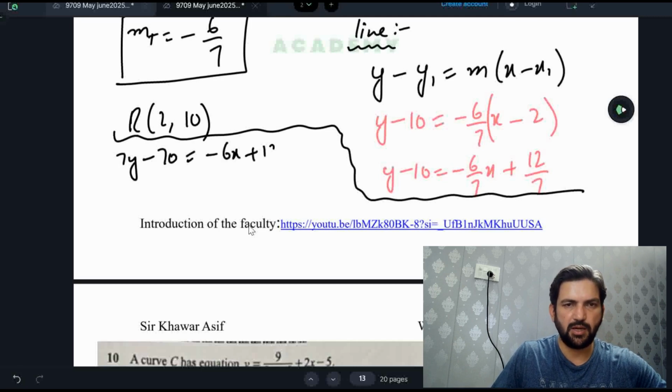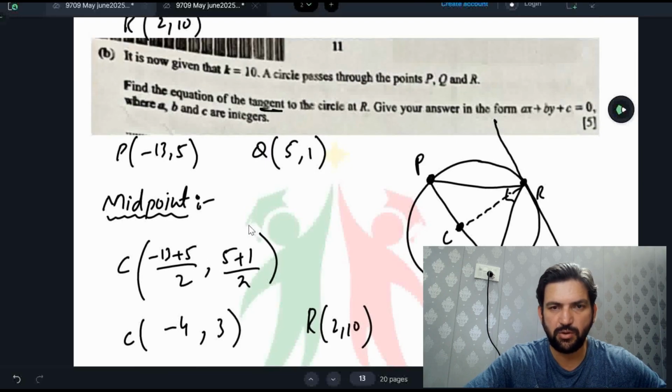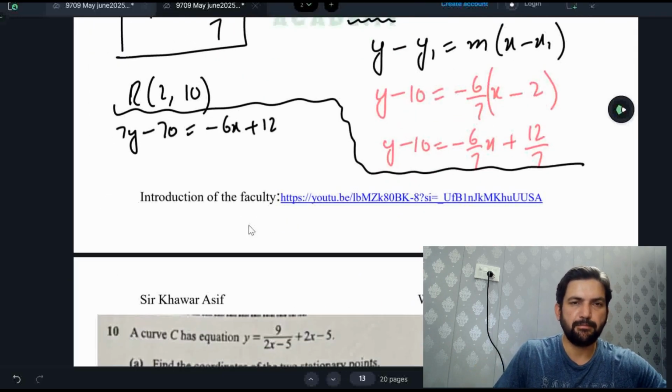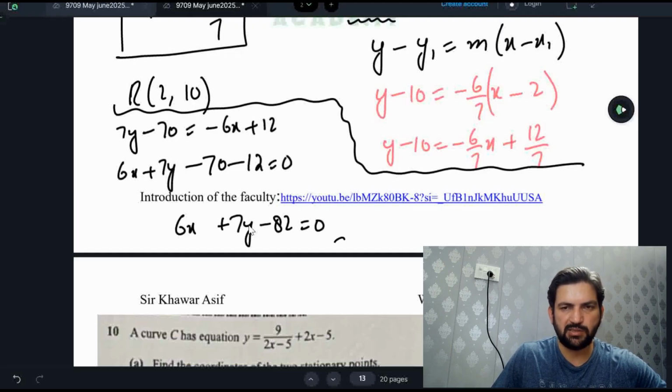And they were saying that our answer should be in the form ax plus by plus c. So it means that 6x plus 7y minus 70 minus 12 is equal to 0. So 6x plus 7y minus 82 is equal to 0. This will be the final answer.